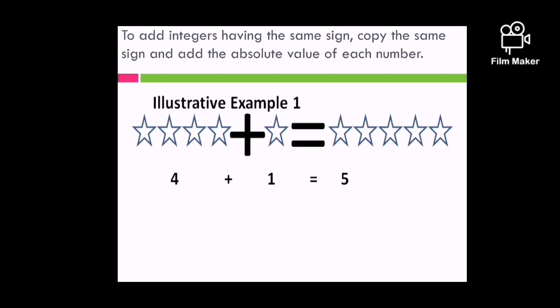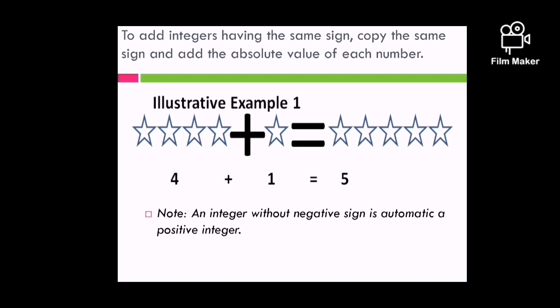4 white stars plus 1 white star. So sabi sa rules, to add integers having the same sign, kopyahin ang sign, so that is positive, and add the absolute value of each number. So what is the absolute value of 4? That is 4, plus the absolute value of 1 is 1. So 4 plus 1 is equal to 5. So the answer is 5 white stars. So pag positive plus positive is equal to positive. Kaya 4 plus 1 is equal to 5.